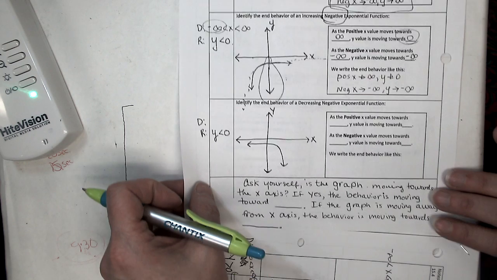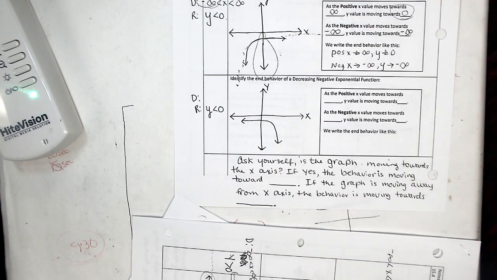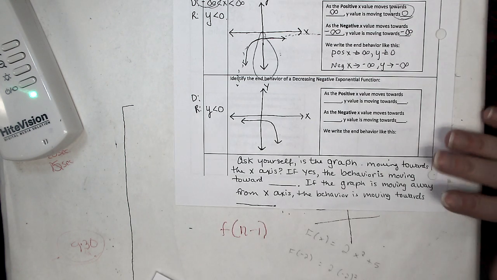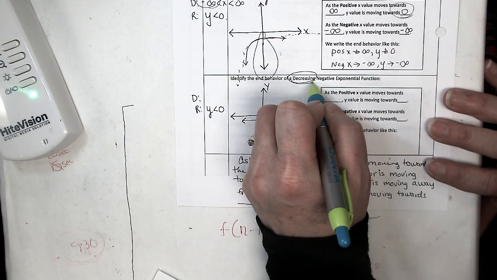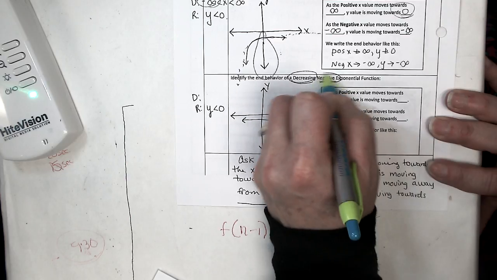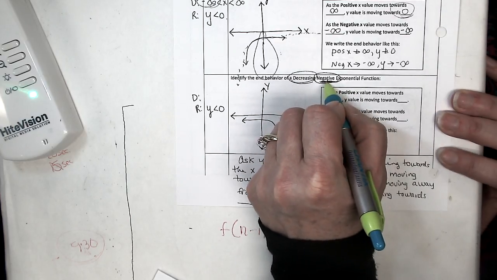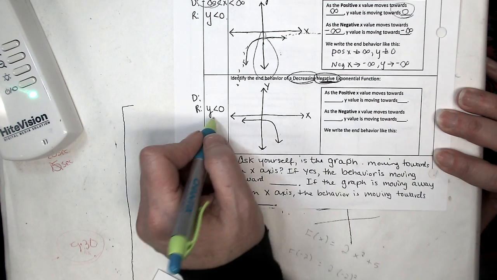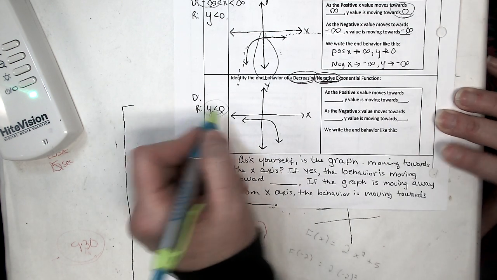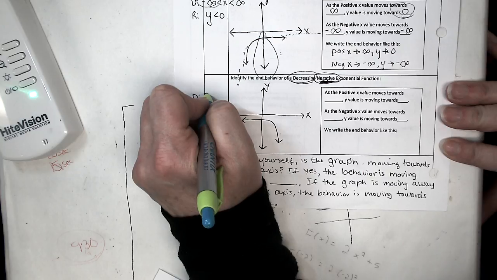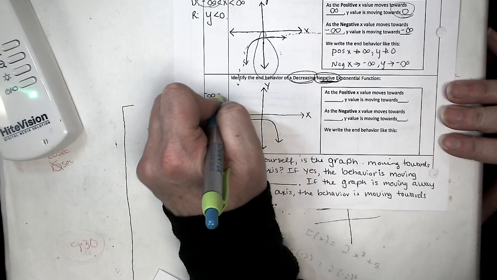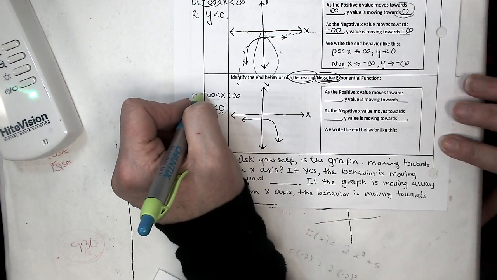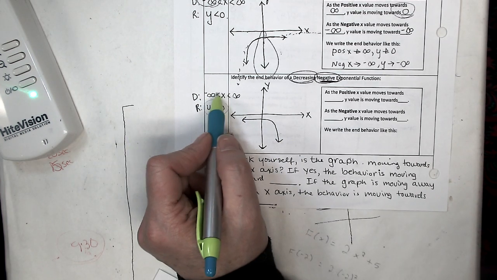Go ahead and write your domain in, which is negative infinity less than x less than infinity. This is our positive end right here. This is our positive x. As our positive x moves towards infinity, what's happening to our y value? Is it getting closer to 0 or away from 0? So what do we write? Negative infinity. Nice job. Way to remember that's a negative infinity because it's going down.